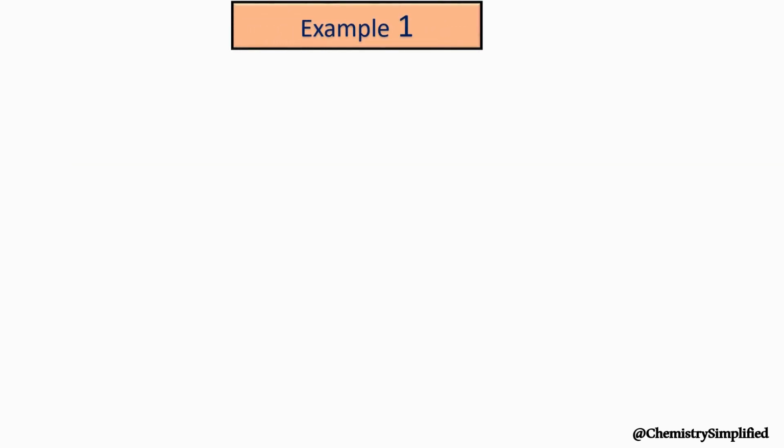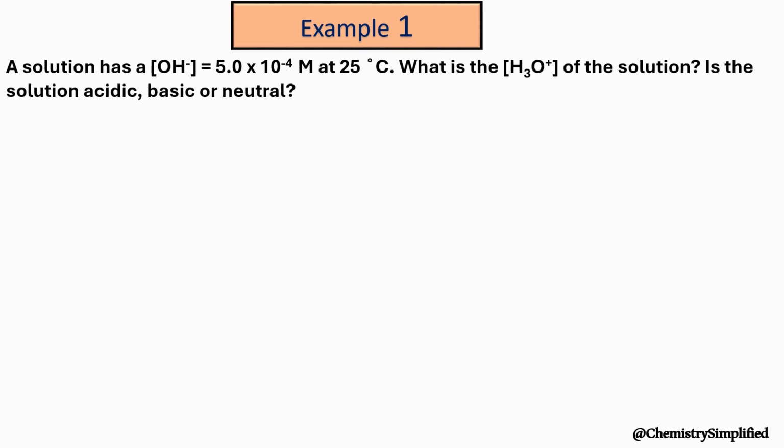Well, let's look at a couple of examples. Here's the first one. A solution has a hydroxide ion concentration of 5.0 times 10 to the negative 4 molar at 25 degrees Celsius. What is the hydronium ion concentration of the solution? Is the solution acidic, basic, or neutral?